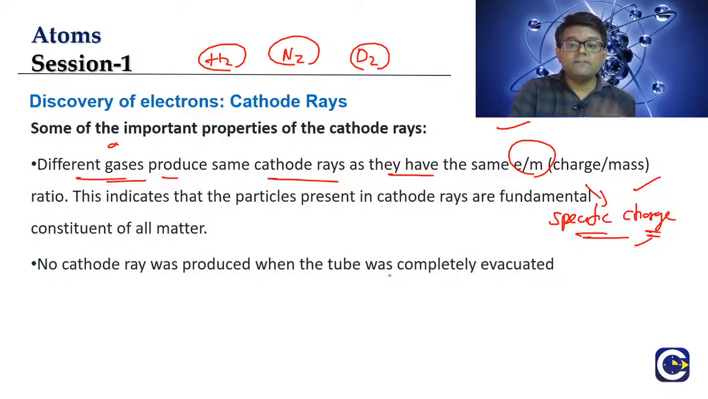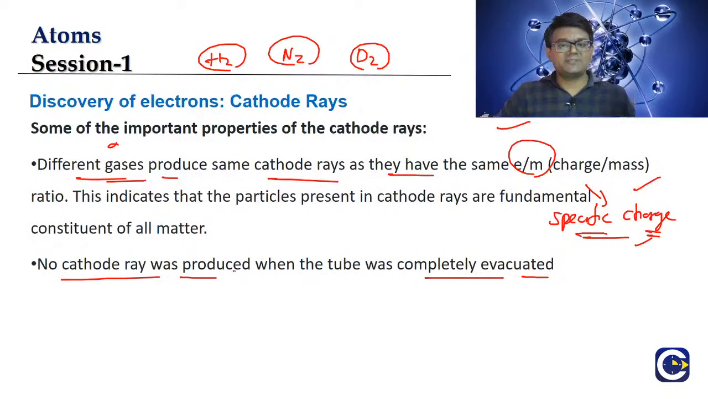And the other thing is, if we don't use any gas, means we completely evacuate, then no cathode ray was produced. So this is the other checkpoint. Like we are seeing that different gases are used, we are getting the same value for the specific charge. Means the conclusion is, these particles must be present in all types of atoms. But are they really coming from the atoms, or are they coming from somewhere else? How do we check it? If we completely evacuate, means not even that small density of the gas is there, totally evacuate it using the vacuum pump, then no cathode rays are observed. Means it is clear that these negative charge particles are present in every type of atom, and they are coming from the atoms.